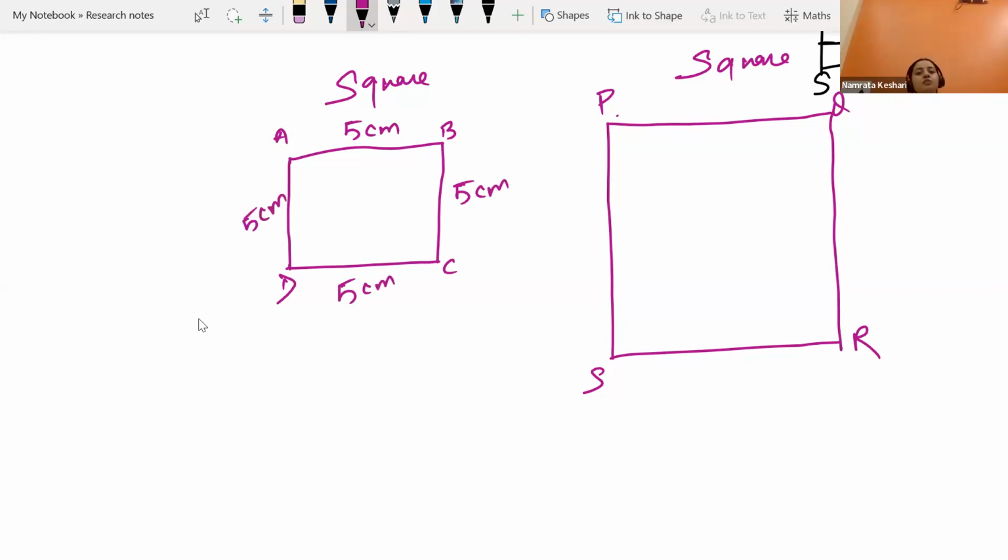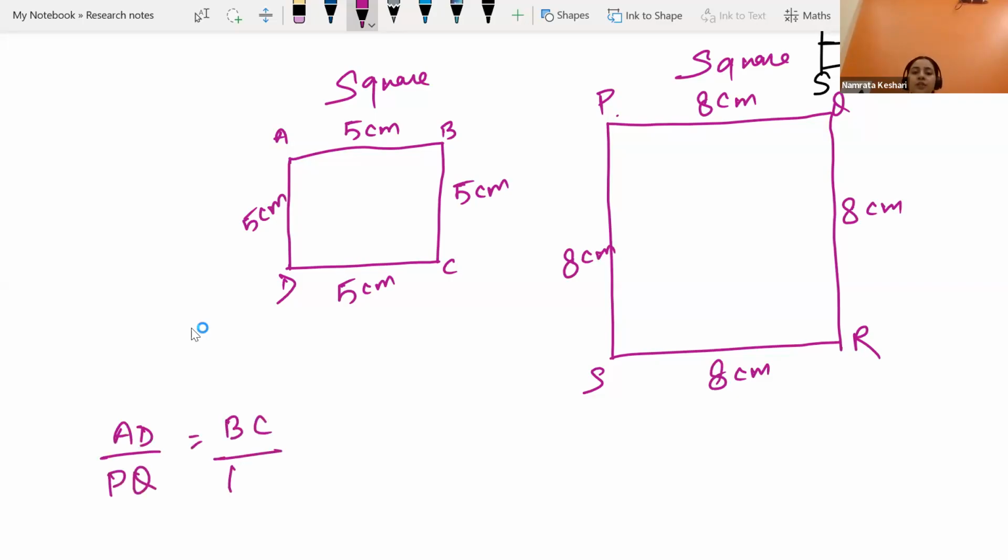Suppose this is a square. If this side is 8 centimeter, all sides will be 8, 8, 8, 8. Now can you see the ratio will automatically be the same? Yes or no? The ratio between AD to PQ, or you say PS, whatever side you take, BC to QR, CD to RS, and DA to SP. All these ratios will be same, right?